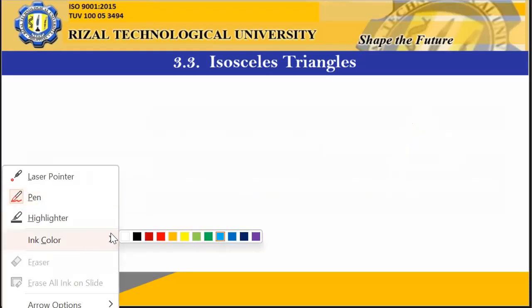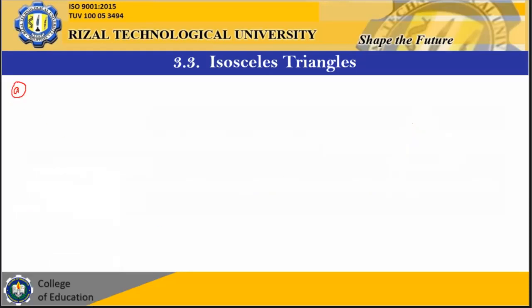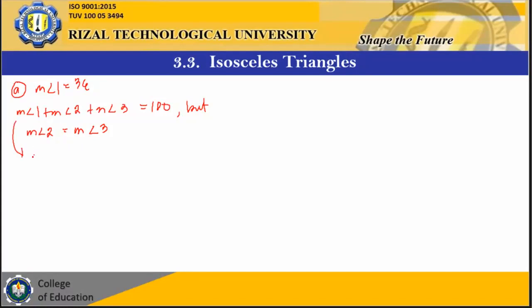So for letter A, the measure of angle 1 is equal to 36. But we know that the sum of the interior angles of a triangle is 180, di ba? So we know that the measure of angle 1 plus the measure of angle 2 plus the measure of angle 3 is equal to 180. Tama po ba? But we also know that the measure of angle 2 is equal to the measure of angle 3. Can you follow? Yes po. So I can just write this one as the measure of angle 1 plus twice the measure of angle 2, or twice the measure of angle 3, is equal to 180.